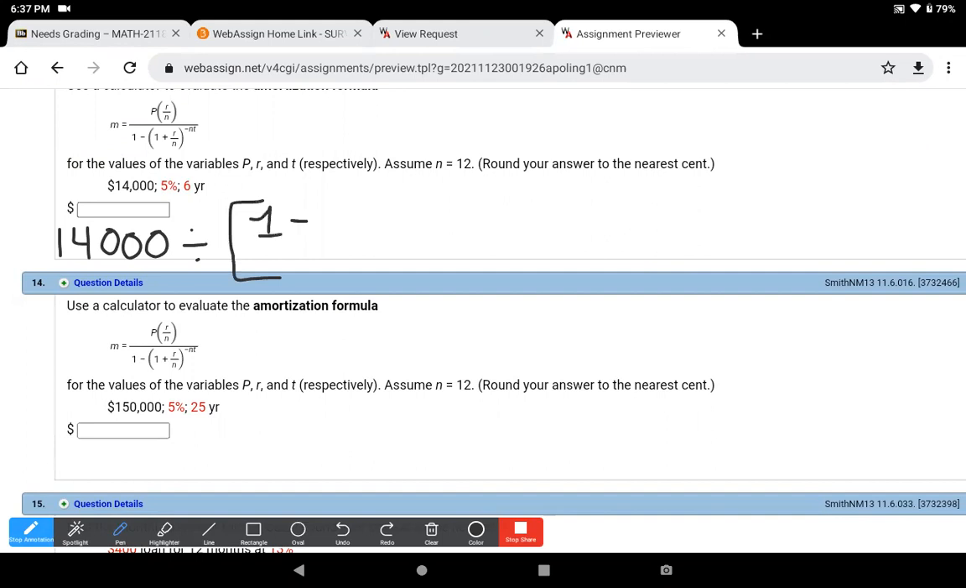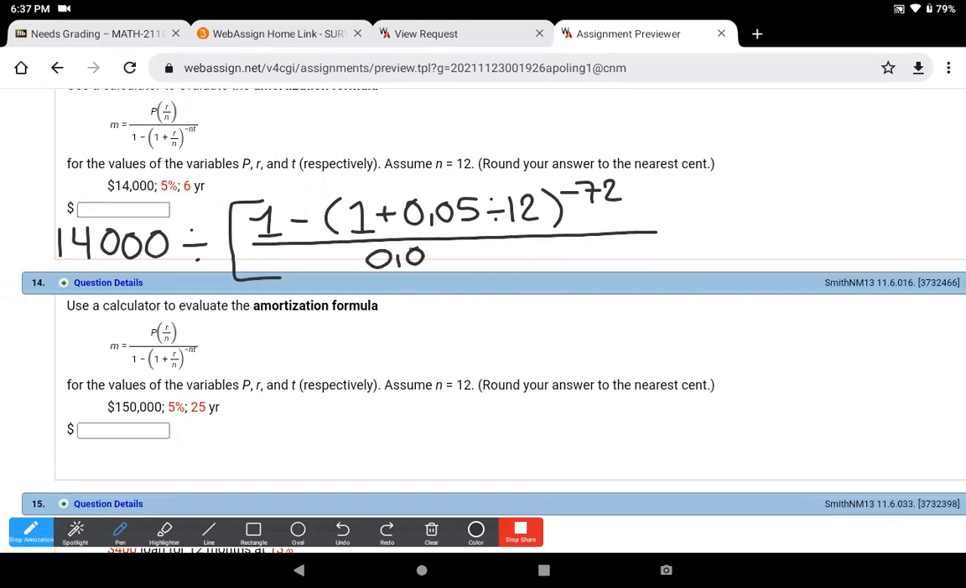So 1 minus 1 plus R divide by N raised to the NT divide by R divided by N, right? So I'm using M such that we just divide by this quantity.